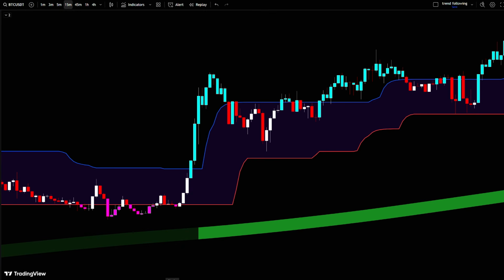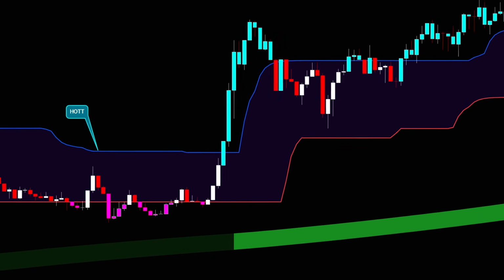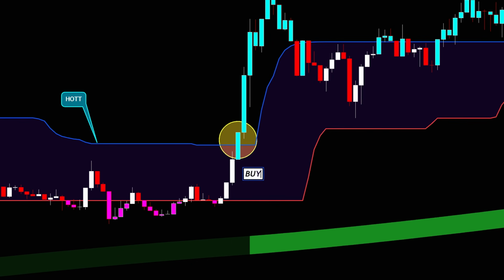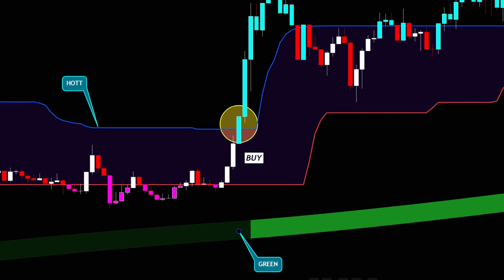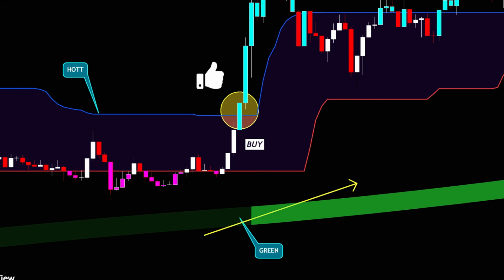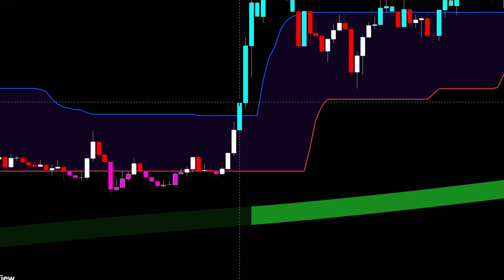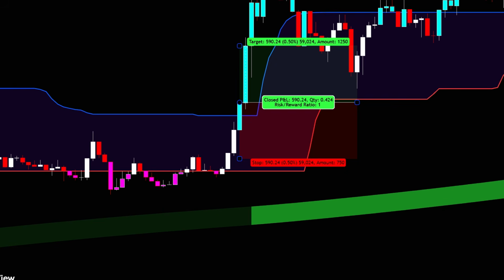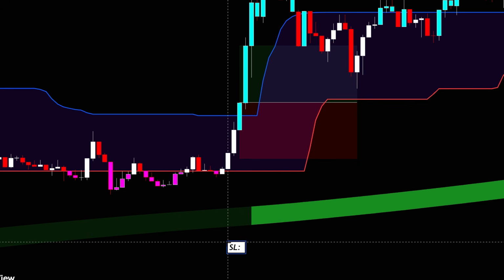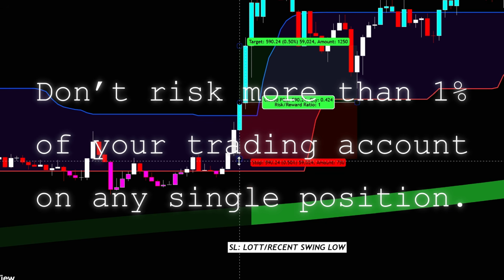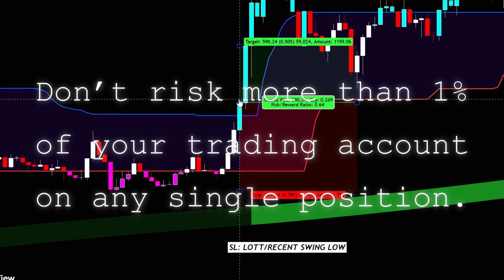So when do we actually pull the trigger? Let's look. Market Bias ribbon is green, trend is clearly up, and price breaks above HOTT. That's a bullish breakout aligned with the bigger picture. That's a legit buy. A stop loss goes just under LOTT or right under the last swing low. And I can't stress this enough. Don't risk more than 1% of your trading account on any single position.